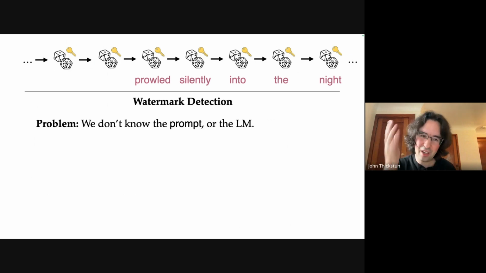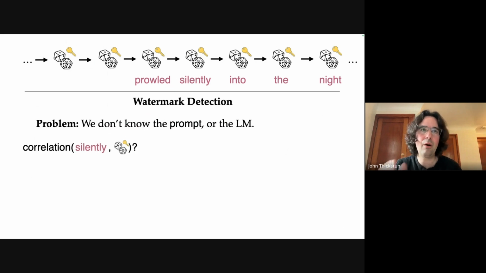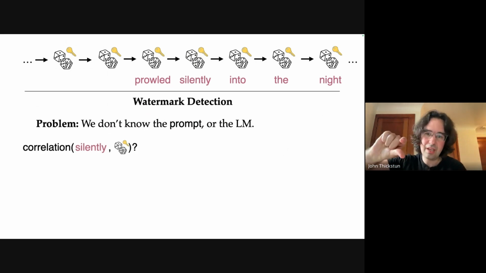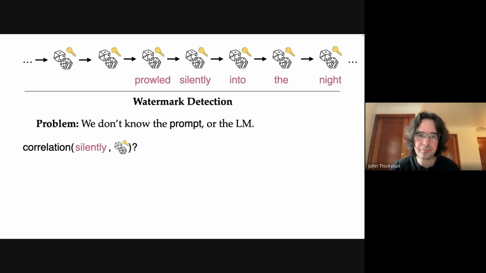Okay, but the elephant in the room is that we also aren't going to assume that we know the prompt or the LM. And if we don't know the prompt or the LM, how are we going to detect correlations between one of these RNG die rolls and a word or token of text? It's not obvious how to do this.